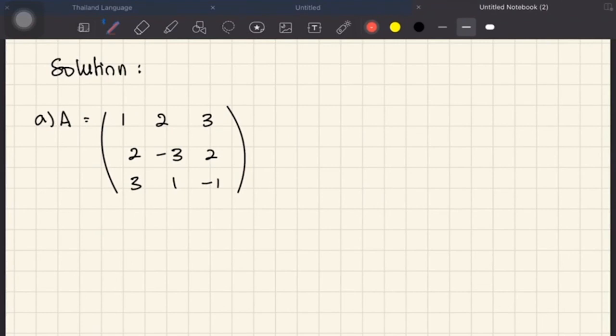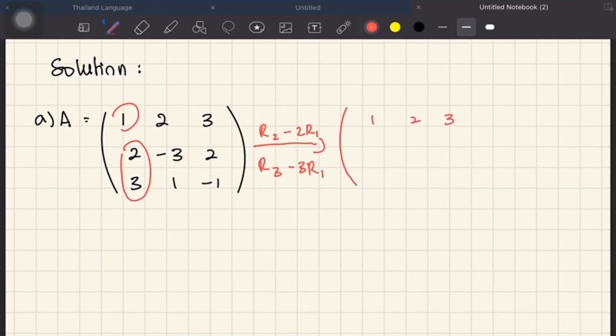Since the first row already has 1, we need to change the second and third rows into 0. So the operations that we need are R2 minus 2R1, R3 minus 3R1. Then the answer that we got, the first row remains the same, and for the second row we got 0, negative 7, negative 4, and for the third row we got 0, negative 5, negative 10.